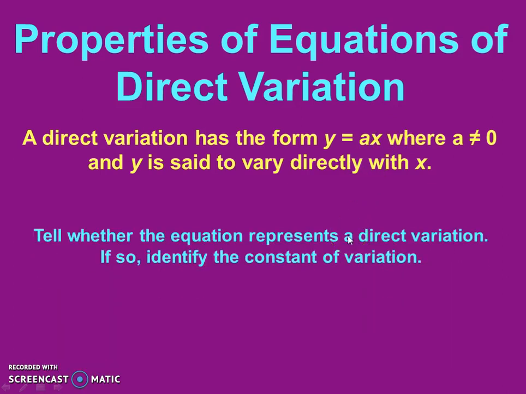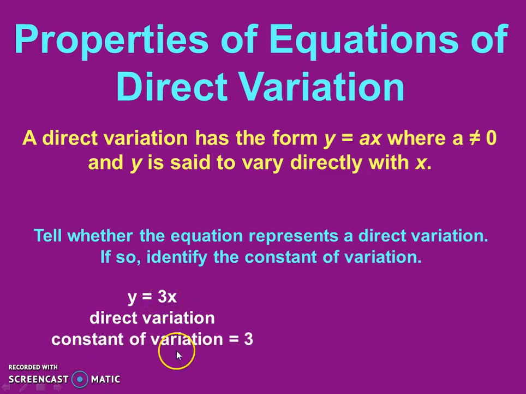So we want to be able to look at an equation and tell whether or not it represents direct variation. If it does, we want to be able to identify the constant of variation. So if I have y equals 3x, I would say this looks like a linear function, y equals ax. There's no adding or subtracting here, so there's no intercept other than 0. So I would say, yes, this is direct variation, and my slope of this line is 3, so that is the constant of variation.